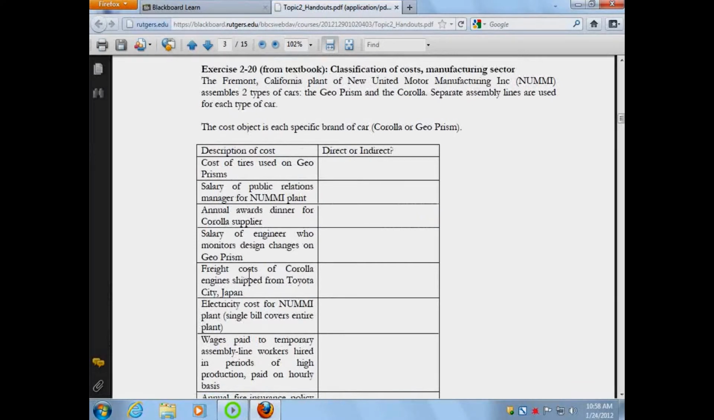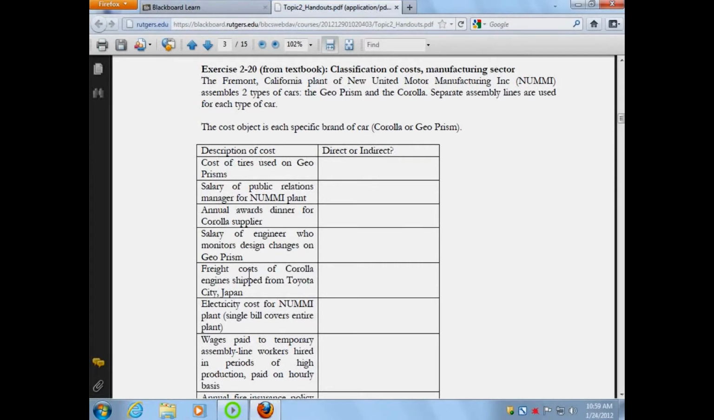So what we're interested in is the California plant of New United Motor Manufacturing, a now defunct car manufacturer, who assembles two types of cars, the Geo Prism and the Corolla. Separate assembly lines are used for each type of car. Now you should pay attention to all this descriptive information that tells you about how the organization is set up, because it helps you to understand exactly what the cost object is in this case.